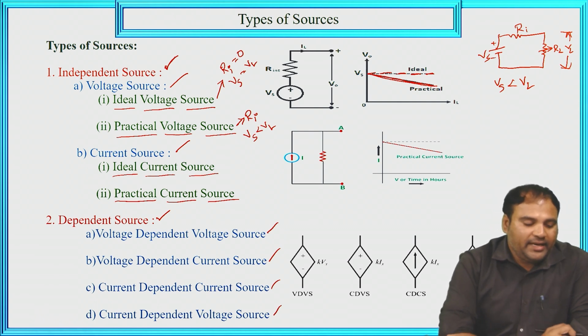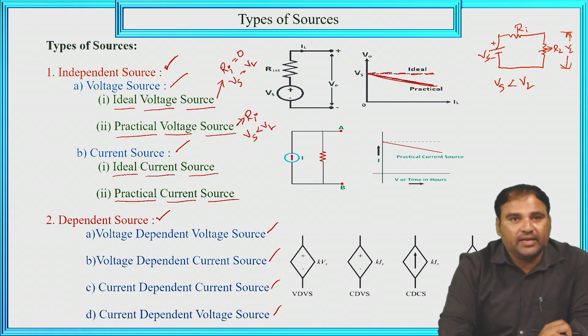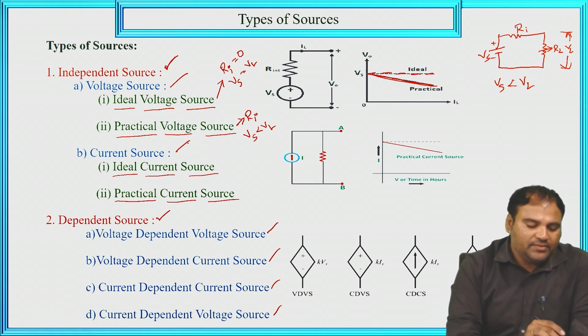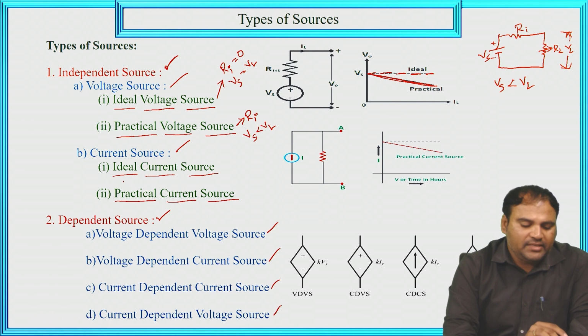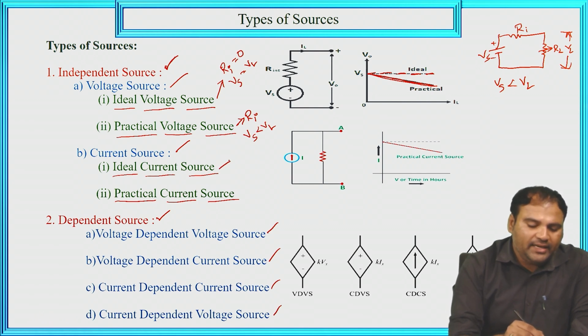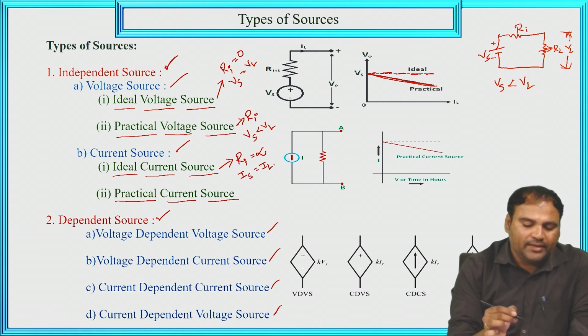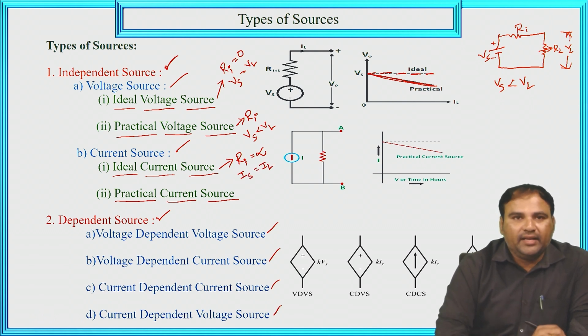Next, the second type of independent source is the current source. The current source is classified into two types: the first one is the ideal current source and the second one is the practical current source. For the ideal current source, the internal resistance should be infinity, and then the source current is equal to the load current. So an ideal current source means the internal resistance is open circuited, and the source current is equal to the load current.